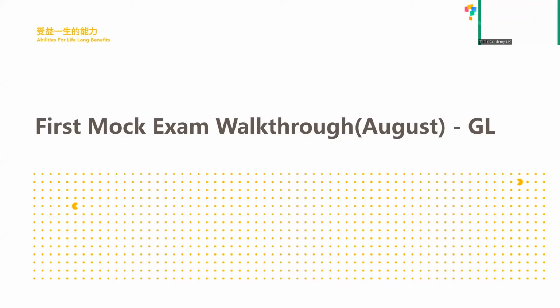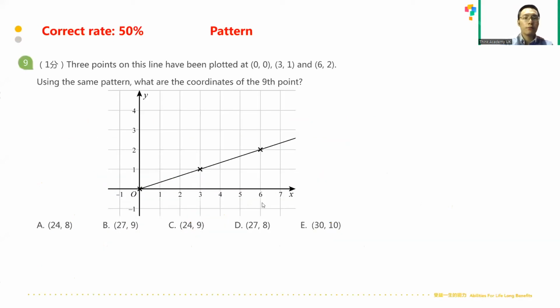So let's cut to the chase and look at the first question. Question number 9. The 3 points on this line have been plotted at 0, 0, 3, 1, and 6, 2. So we can write down the 3, 1, 2, 3, and we can also write 4. The question is asking for the coordinates of the 9th point. So dot, dot, dot, all the way to 9.